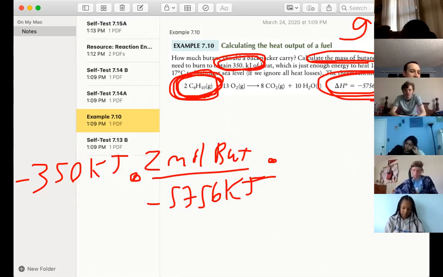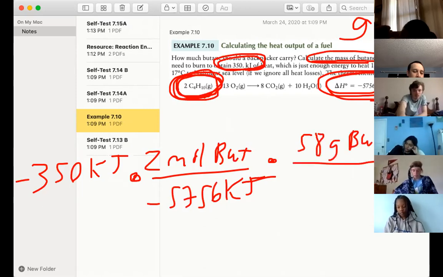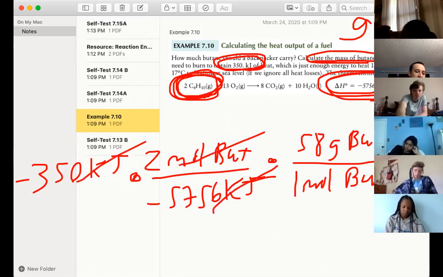number of grams. So it's going to be 12 times 4 is 48, plus 10 is 58. So 58 grams butane per 1 mole butane. Okay, and now we're actually going to get our answer, right? We want grams of butane. So kilojoules cancel out, and then moles of butane cancel out, and we're going to get grams of butane as our answer. So if we do this out mathematically, we get negative 700 over that, which actually isn't bad.